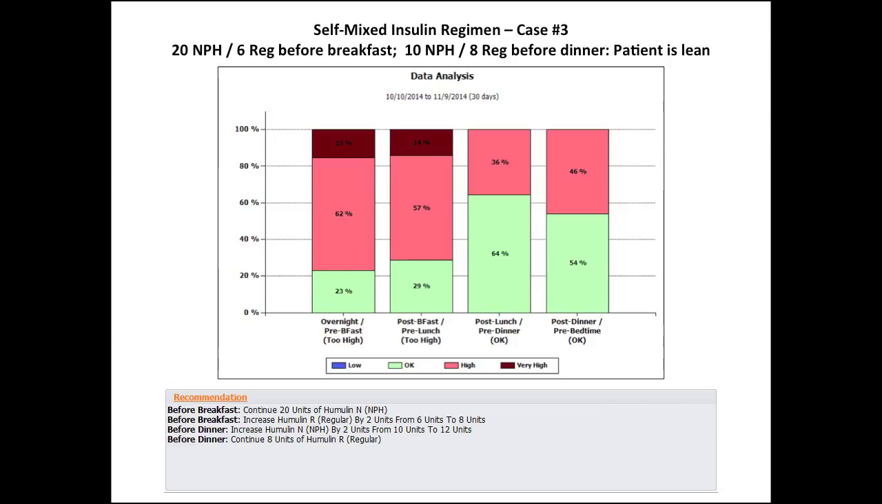And so decreasing the NPH before supper is probably not the answer. The answer is to move the NPH from before supper to bedtime. It then peaks right around when the patient's eating breakfast. Okay, and then so we would continue the human N in the morning because this is okay. We increase the human R because this is high before lunch. They would say to increase the N because this is high, but because of this hypoglycemia you don't see up here, I would move that to bedtime, and I would just continue the human R before supper.